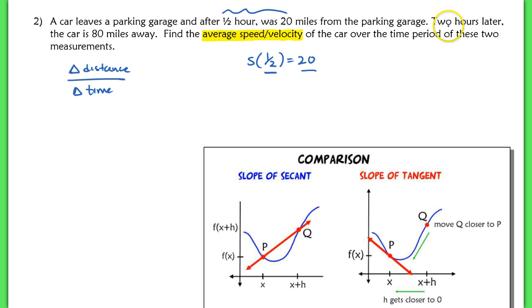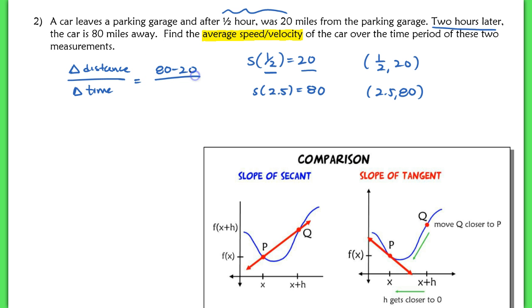For our other coordinate, be careful when it says 2 hours later that you don't use S of 2, because it's really 2 hours later, meaning 2.5 hours have passed. And the car is now 80 miles away. So we're really looking at coordinates 1/2, 20 and 2.5, 80. If we want to find the change in distance over the change in time, again, this is just the slope, so we calculate the change in the y values. The change in distance is 80 minus 20, while the change in time is 2.5 minus 1/2. So we end up with 60 over 2, which is 30. The units are miles over hours, so this is 30 miles per hour.